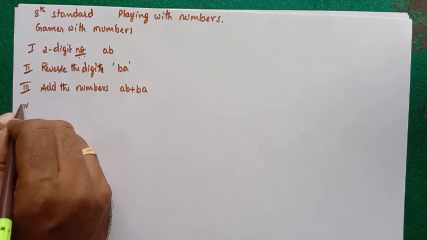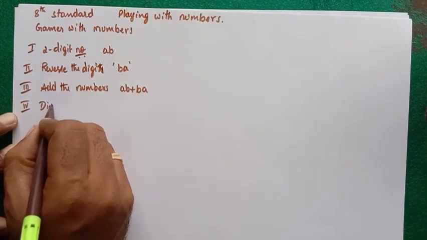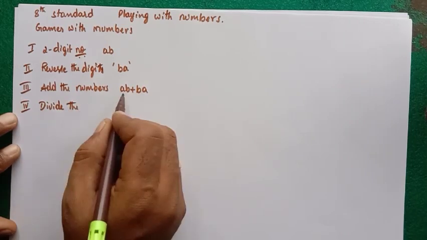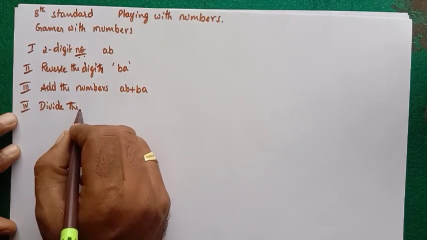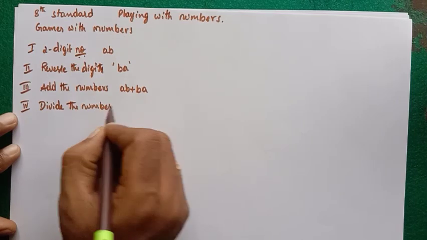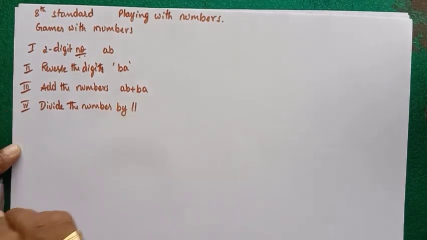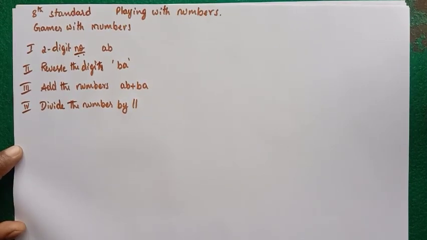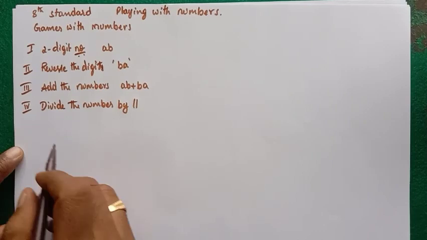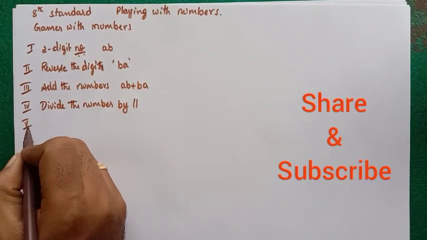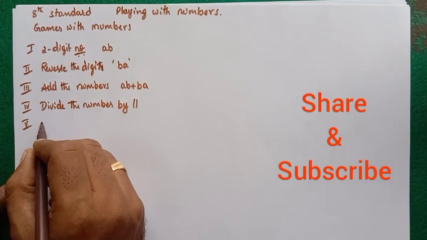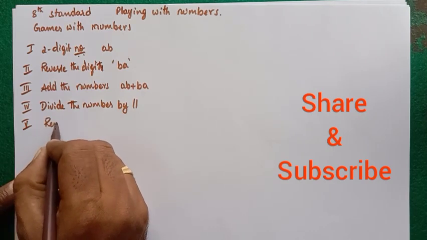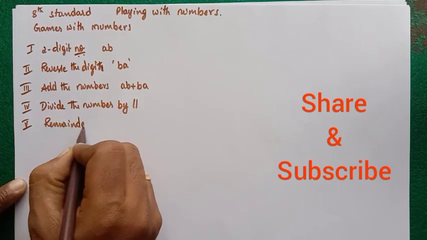Now, divide it by 11. Divide the number you got here by 11. Yes, I hope that you have done this one. Yes, right? So, I am sure that you won't get any remainder. The remainder will be 0.